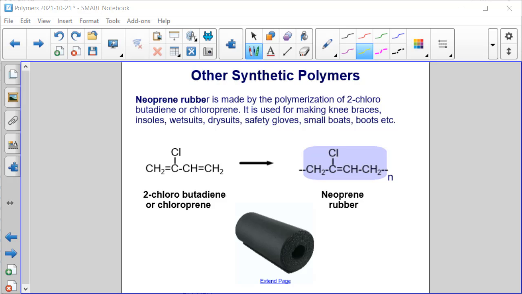Neoprene rubber is made by the polymerization of 2-chlorobutadiene, or chloroprene. So we can see this chloroprene here. It's used for making knee braces, insoles, wetsuits, dry suits, safety gloves, small boats, boots, etc. So that neoprene feel, like on a wetsuit, or those neoprene safety gloves that you might use in a lab sometimes, are made from this monomer polymerized into neoprene rubber.